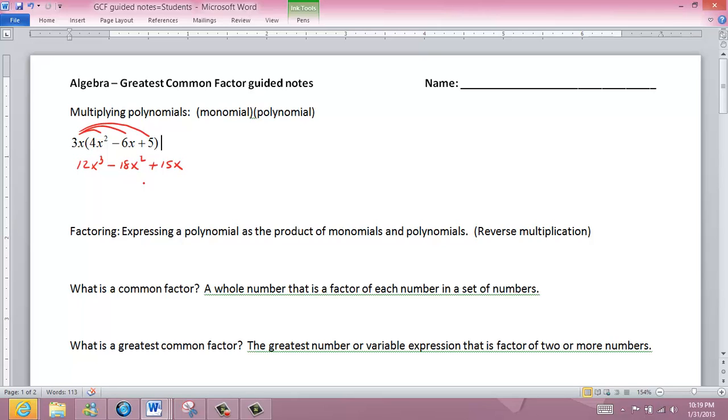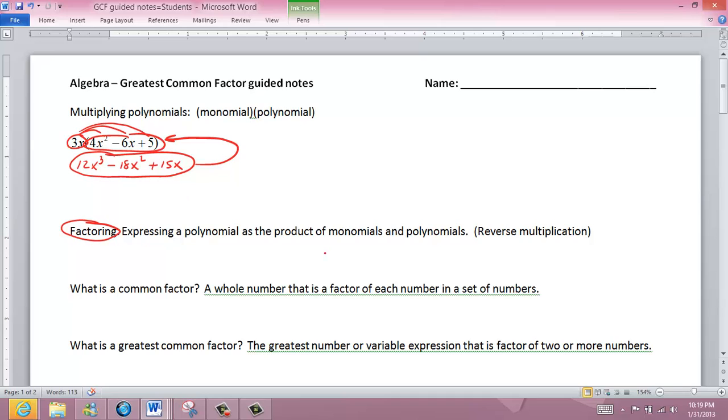Now, our goal today is to factor. If you look at the definition below, factoring means we are going to express a polynomial as the product of monomials and polynomials. Meaning, we are going to start with this polynomial, 12x to the third minus 18x squared plus 15x, and work backwards to write it in terms of a monomial times a polynomial.